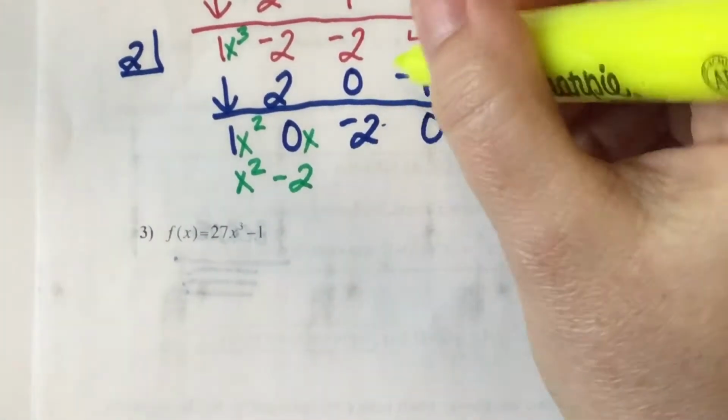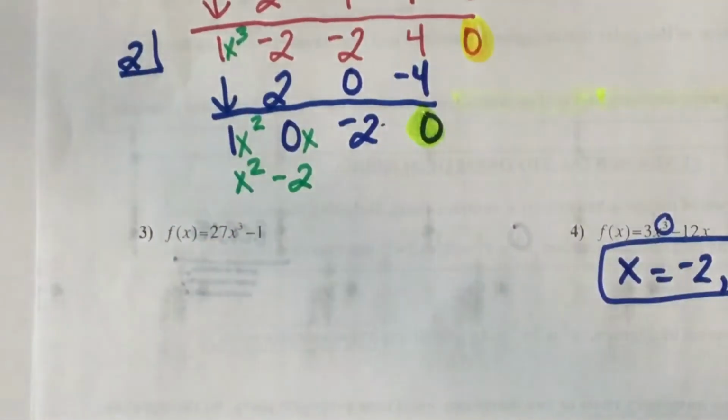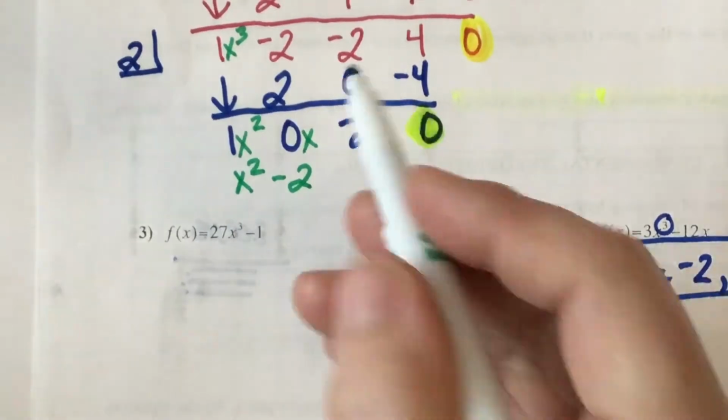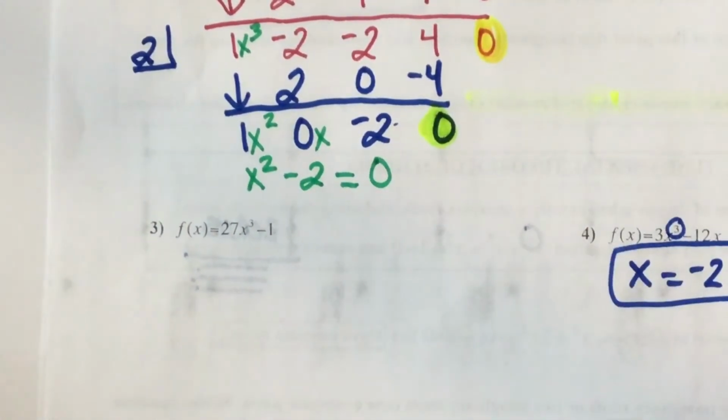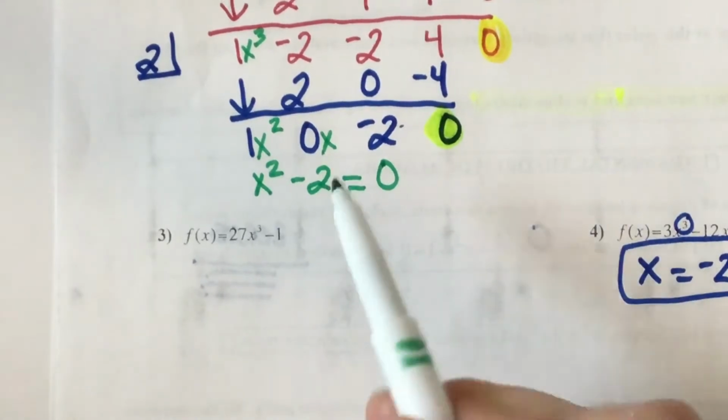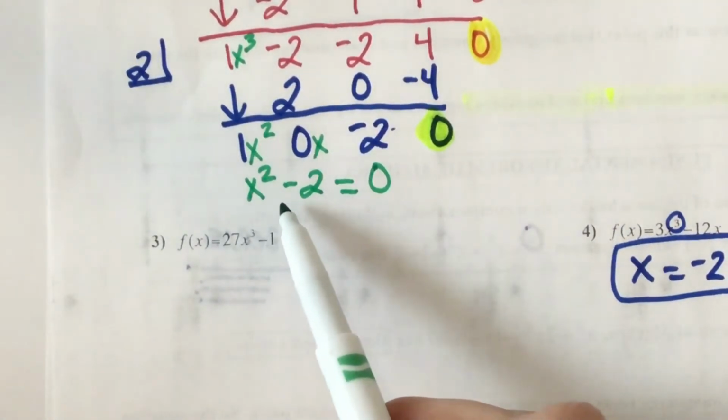Remember, this last number is your remainder. So if your remainder is 0, you don't have to write it. And then all I need to do is set this answer equal to 0 and solve it, and I'll be done. And the great news for us, once again, is we can do the square root method because there's no plain x in the problem.